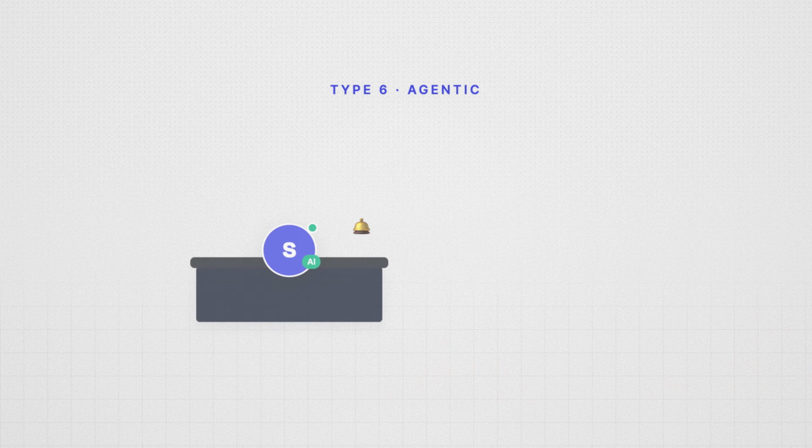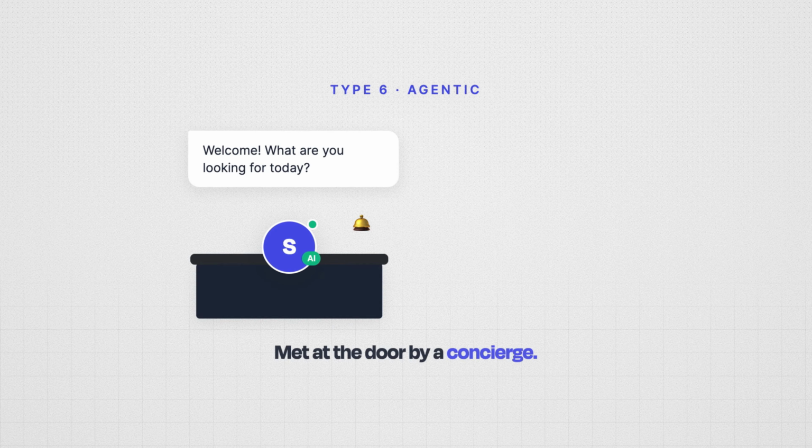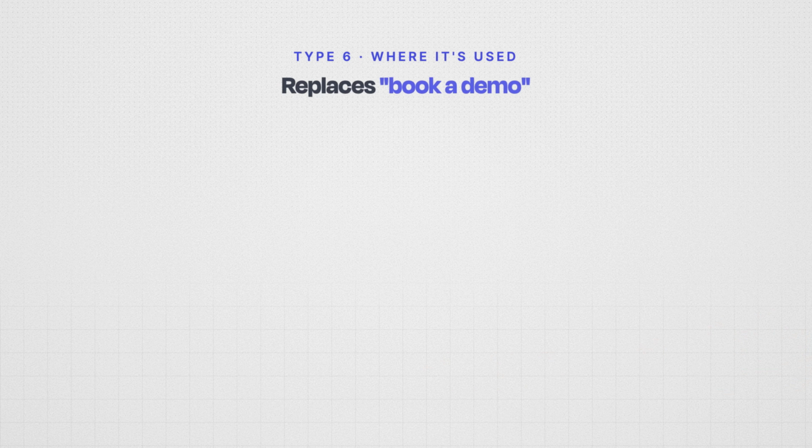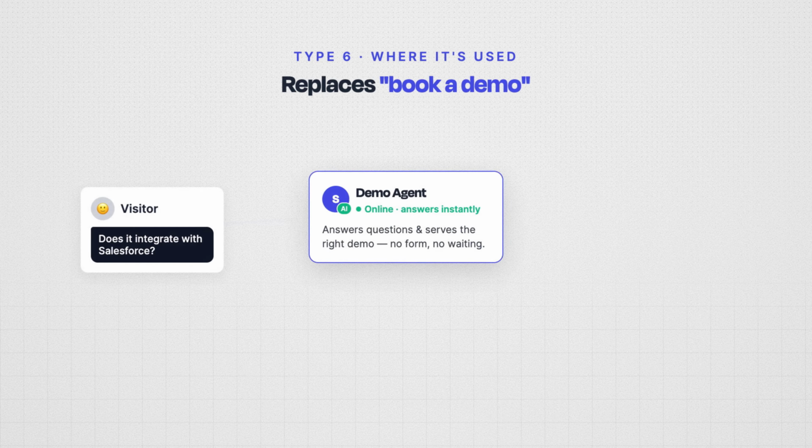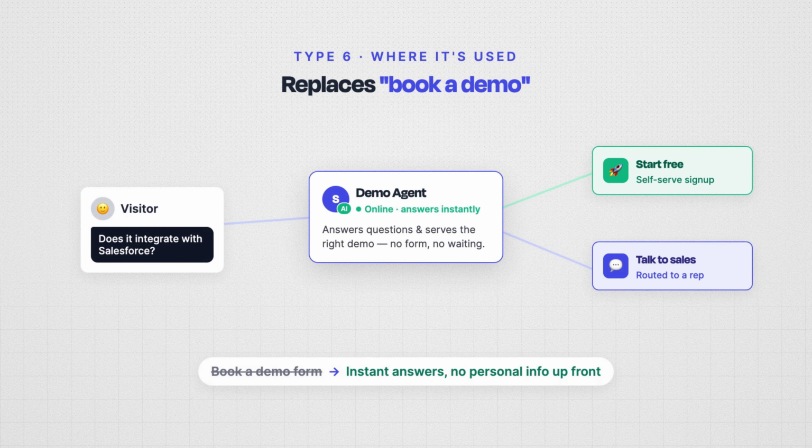And type 6 is the new one, the Agentic demo. Picture pulling into the dealership, being met at the door by a concierge, someone who greets you the moment you arrive, asks what you're after, answers your questions on the spot, and then walks you over to a salesperson to introduce you to and share what you're looking for in a car that day. For software, that's an always-on AI product expert that answers a prospect's questions and serves them the right demo format in real time. Most SaaS companies are going to replace their old book a demo forms with this, so people don't have to hand over a bunch of personal information just to see if the product is a fit. They talk to an AI, get what they need, and if it's a match, they get routed straight into a sign-up or to a sales rep.